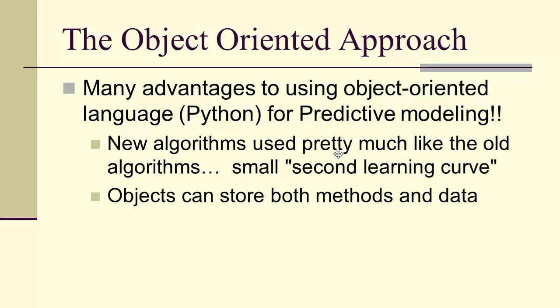Also, objects can store both data and methods. And this is very important because there are good reasons, beyond the scope of this course, to not separate the data from the methods. In other words, when you send data to a processor, send the program as part of the data, so the processor is getting the program and the data from the same place.